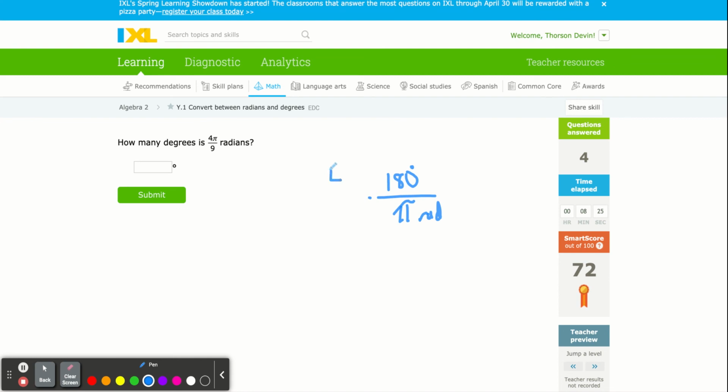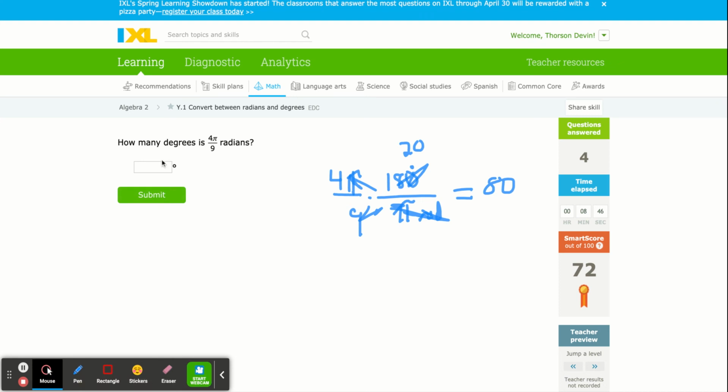So I times that by my 4 pi over 9. The pi's cancel. The 9 goes into 180 20 times, and 20 times 4 is 80. You would get 80 degrees. So 4 pi ninths is 80 degrees.